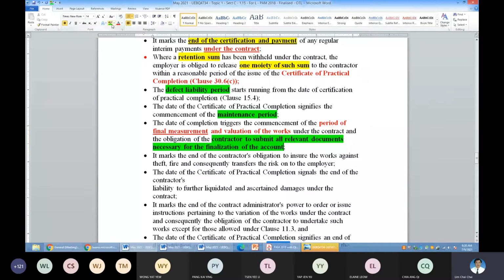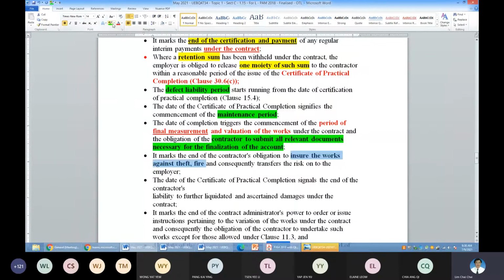Next will be insurance for the work. I mentioned earlier, on the works theft and fire, that is the structure during construction time, it is under the contractor's responsibility. After the CPC, the employer must provide all this coverage already.